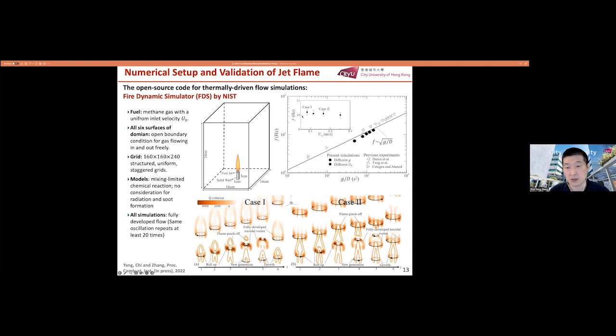Then the question is, does the inlet velocity U0 affect our study or not? You can see that overall the scaling law is still very good, and we changed the initial velocity of the jet. Within the error bar, the frequency doesn't change much. So then we just pick one of them for the following simulation.